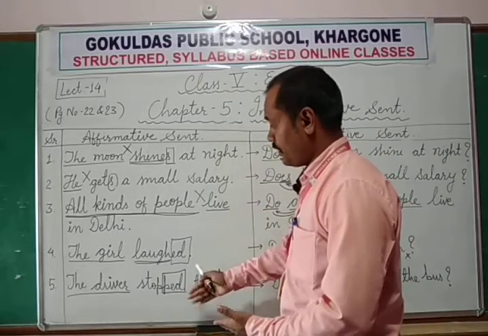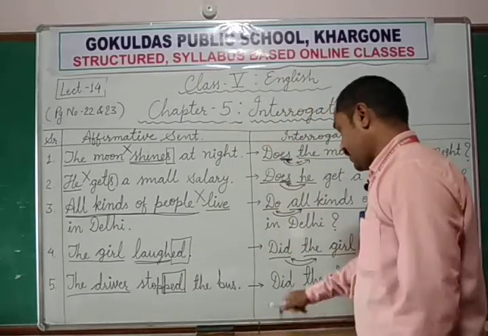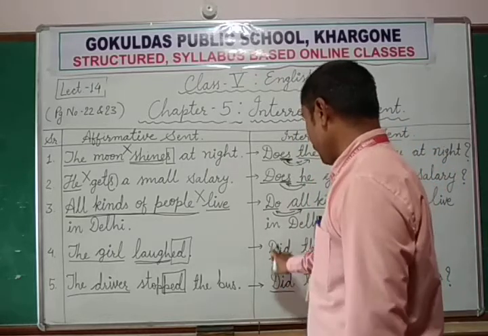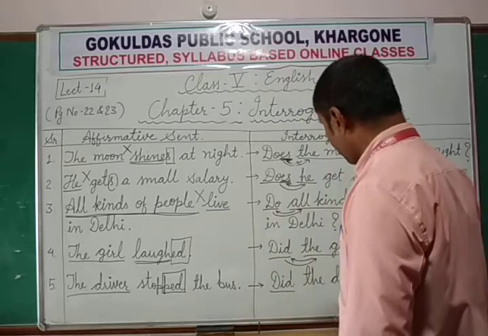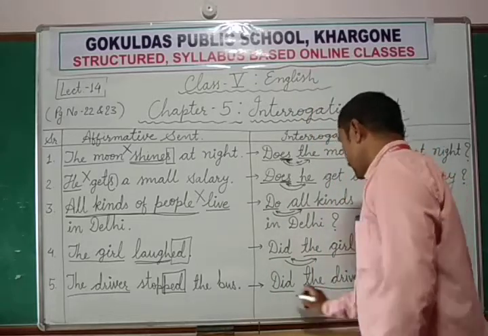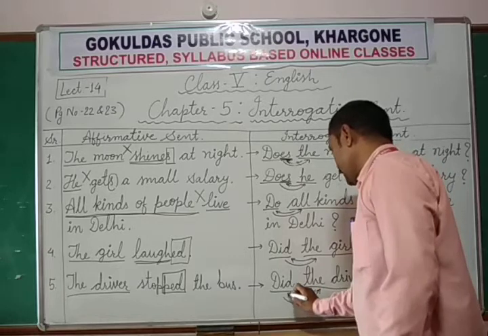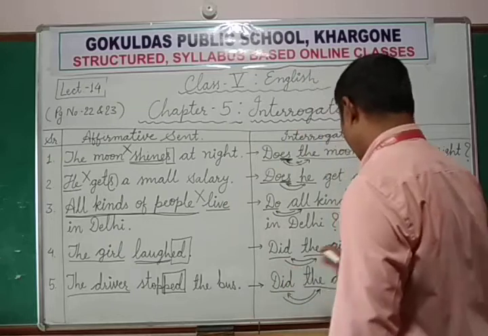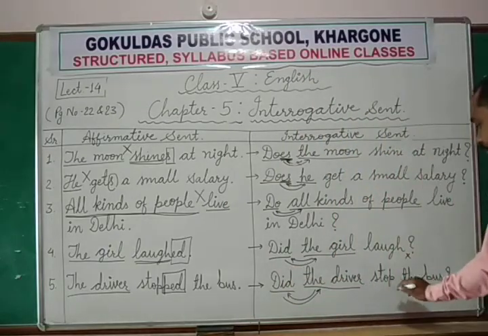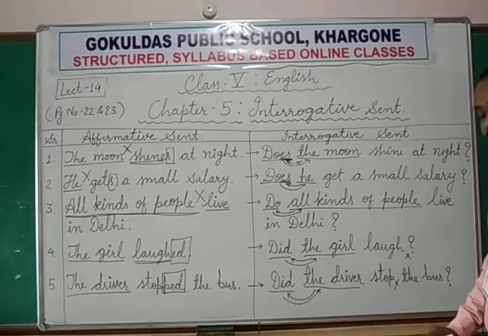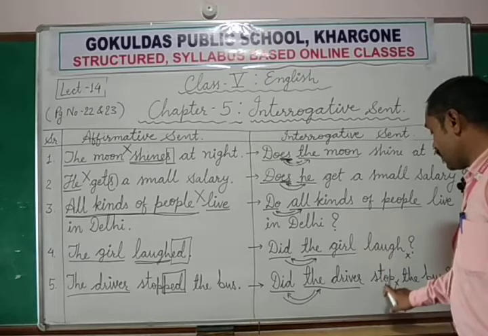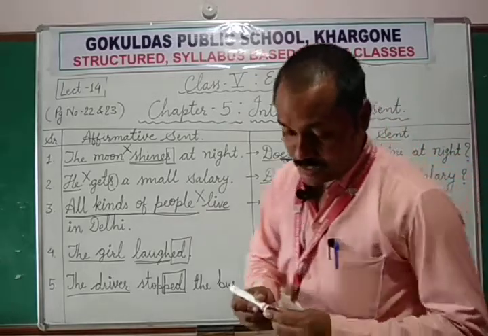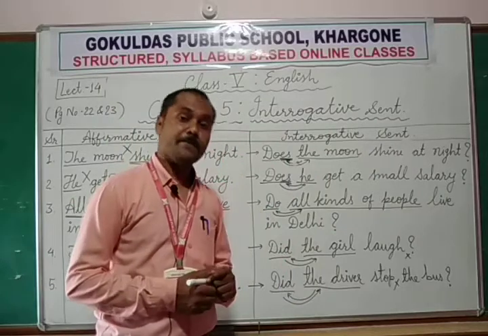Now again, in the same way, according to the fourth sentence, we will change the fifth one also. In past tense, we know that we use did. Then D will become capital and the rest small. Did, then the driver, exchanging the places. The driver did. क्या driver ने? Did the driver. Again ped is removed, the present base form of the verb. Stop the bus? Question mark. Did the driver stop the bus? क्या ड्राइवर ने बस रोक दी थी?